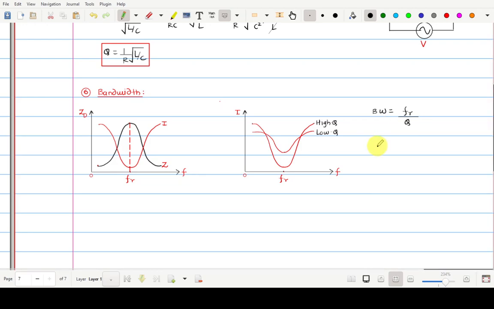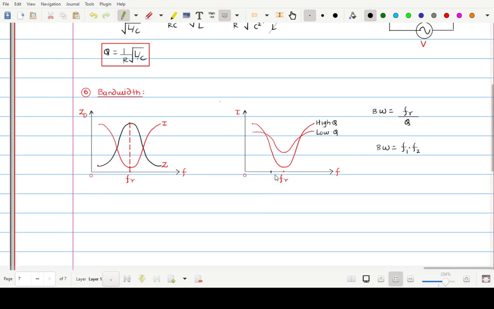And what is bandwidth? The other formula for bandwidth is F2 minus F1. So what is F1 and what is F2? F1 is the lower cutoff frequency and F2 is the higher cutoff frequency. Always we have to keep our frequency within these two frequencies so as to get a proper value of current.